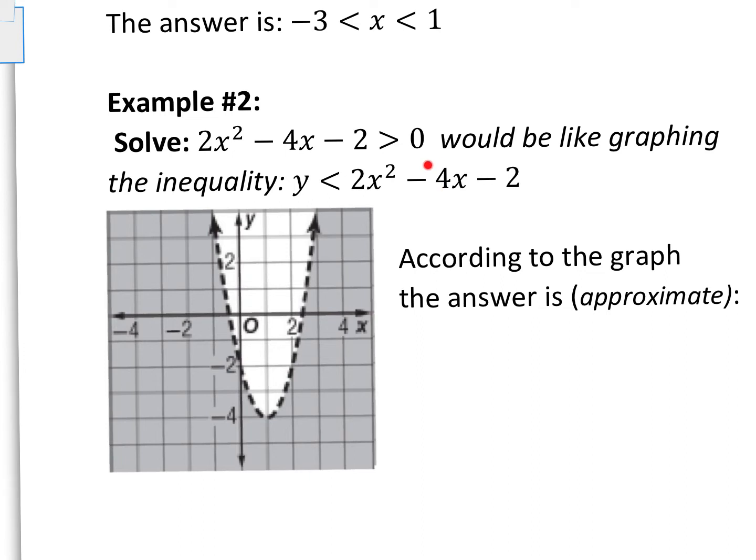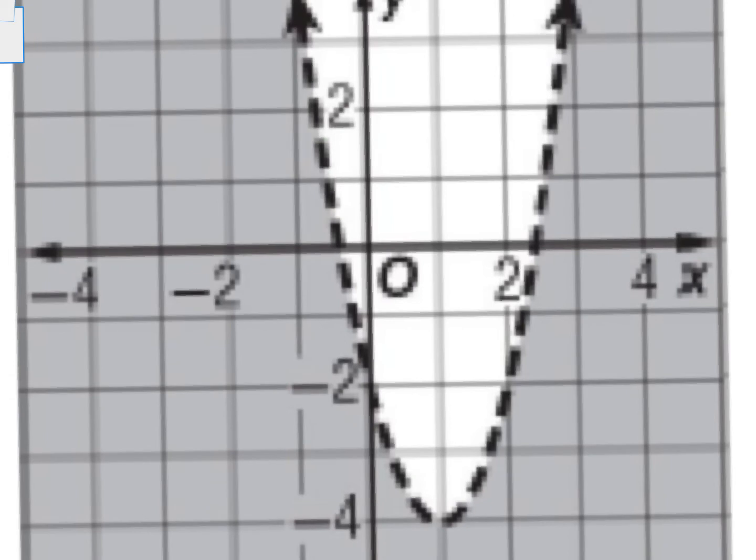If I wanted to, I could do -b over 2 times a, and I would get the x value of 1. And if I plugged it in, I'd get the y value of -4. It's already done for me. I don't have to do any of that stuff. All I have to do is determine what my answers are according to the shading. And of course, it's shaded below and on the outside because that's a less than. So according to the shading, if I just focus in on my x values, this is at an ugly x value. What x value do you think that is? Give me an estimate. It's almost half. Let's say -0.4, right? -0.5.